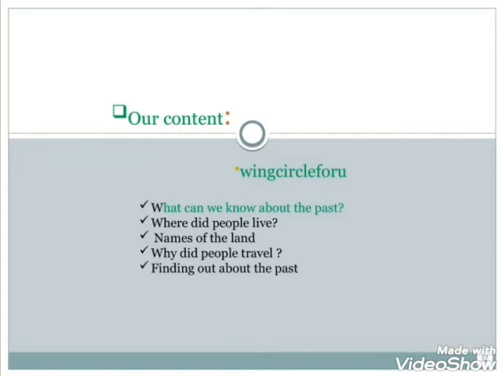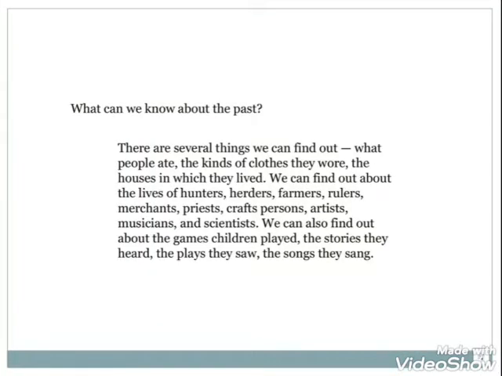Today we discuss basic knowledge of NCERT class 6 chapter 1. Here you can see the contents. What can we know about the past? Where did people live? Name of the land. Why do people travel? Finding out about the past. This is the first content of this chapter.